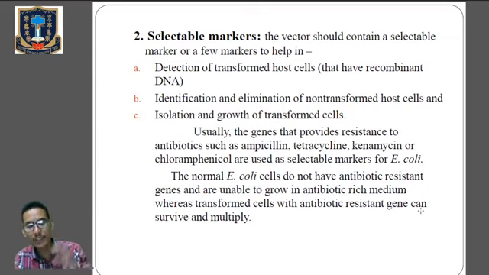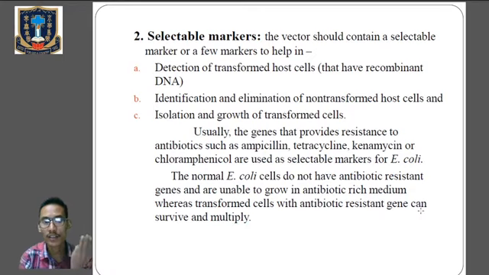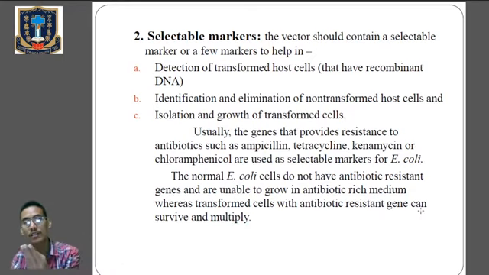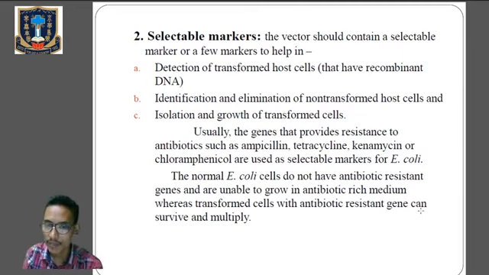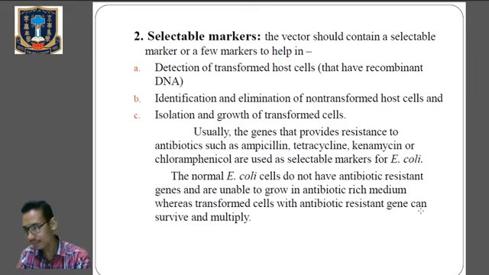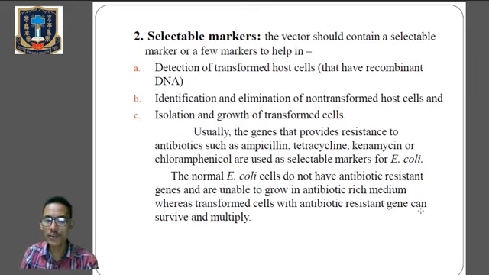Okay, and number three is isolation and growth of transformed cells. So these are the most important features that the selectable markers have to act. First one, to detect the transformed cells, to eliminate the non-transformed cells, and isolation and growth of the transformed cells. Now, which part of the vector acts as the selectable marker? Usually the genes that provide resistance to antibiotics act as the selectable markers.